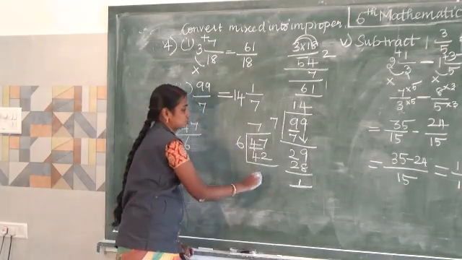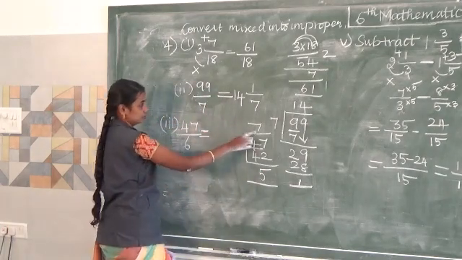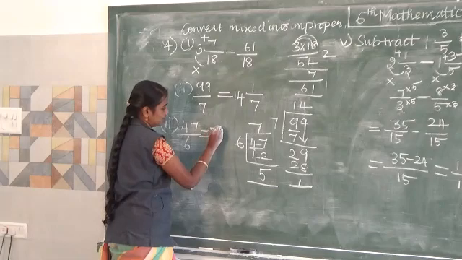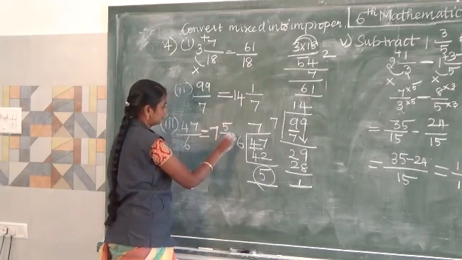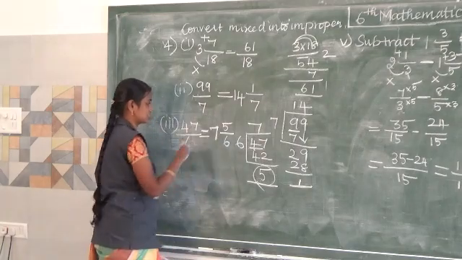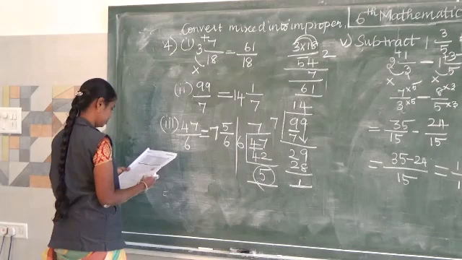Remainder: 7 minus 2 is 5. So write the quotient as a whole number, 7. Write the remainder 5 on top, and this 6 will be as it is. 7 5 by 6 is the answer. Next one.